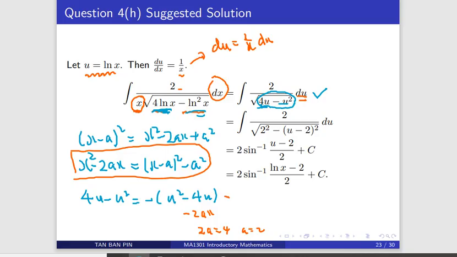So which means you should write it as negative (u minus 2) squared minus 2 squared after completing the square. So with that, you can bring in the minus sign. So it becomes 2 squared minus (u minus 2) squared. So that's how you get 2 squared minus (u minus 2) squared. You complete the square, and then you apply formula 15.